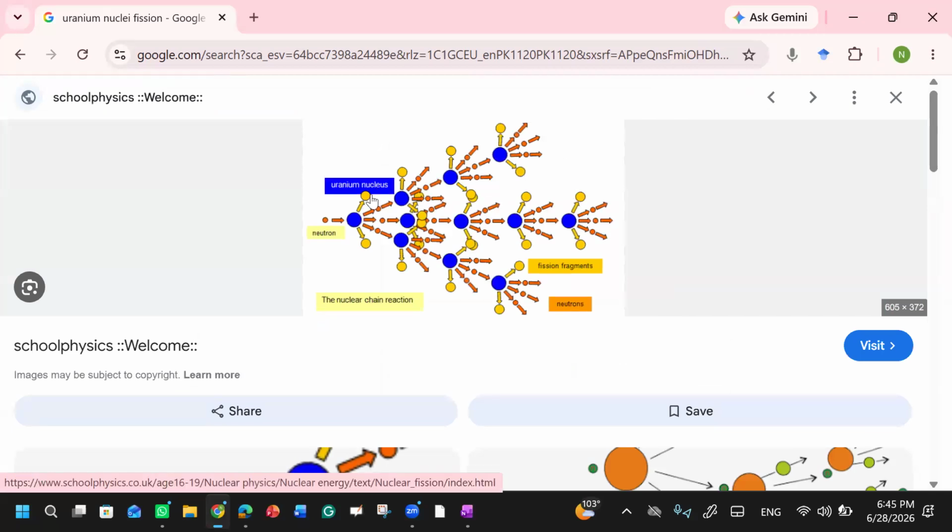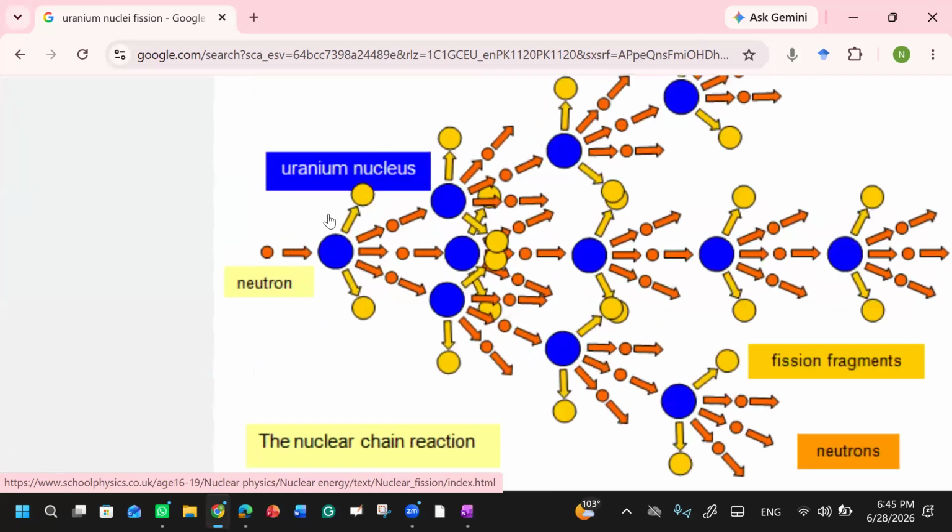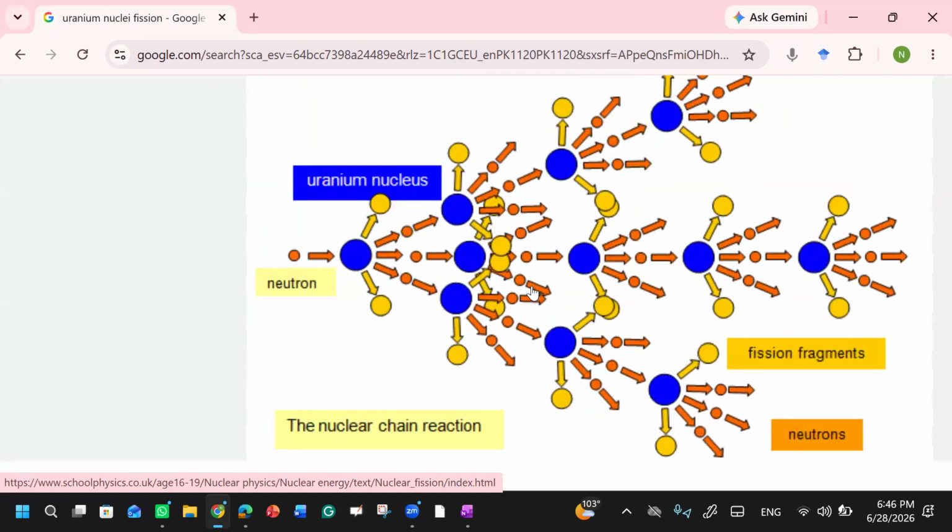One uranium, it will release neutrons. One more thing: when one neutron attacks this uranium, firstly it releases two lighter elements, and it releases three neutrons, not one neutron, three neutrons. So what will happen? This one neutron will attack this uranium and release three more neutrons. Each of those will attack and release three more neutrons, so this reaction will continue. This is known as a fission reaction, nuclear fission reactions.